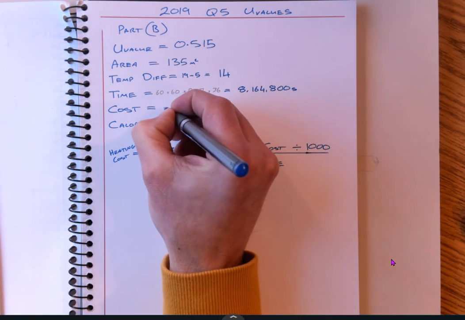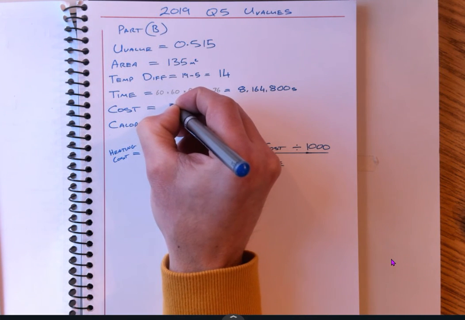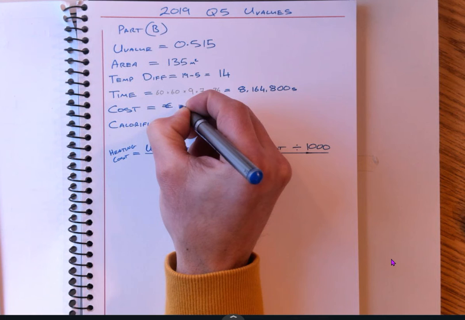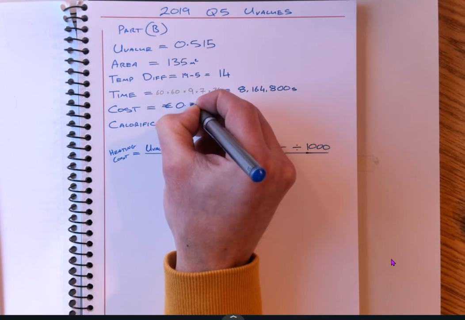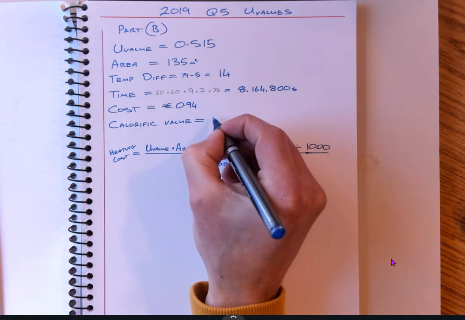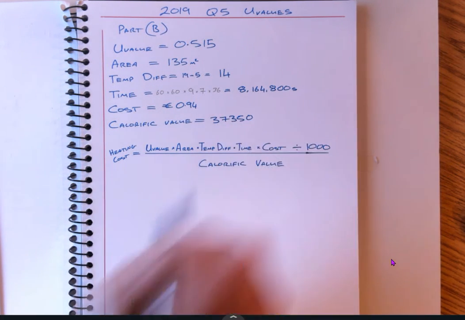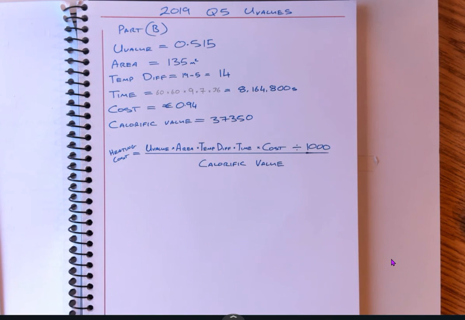The cost of a litre of oil was 94 cents, but we want to convert that to euro, which is 0.94 euro. So 94 cents divided by 100. Calorific value was given to us, 37,350 kilojoules. Now we can start to work out our formula.